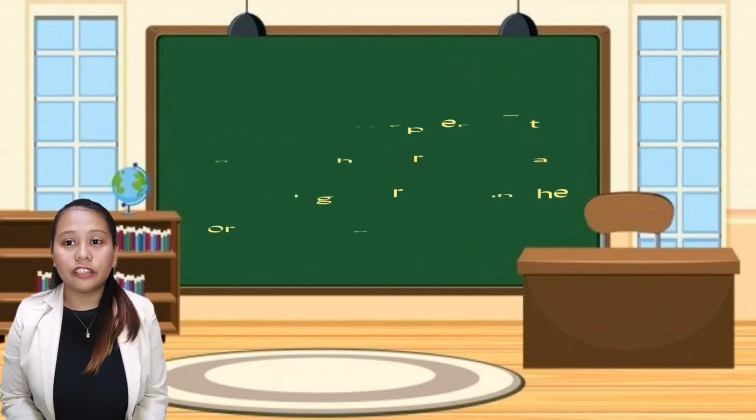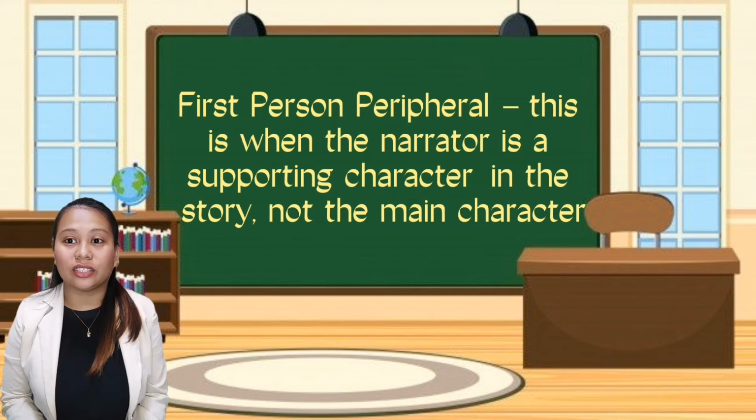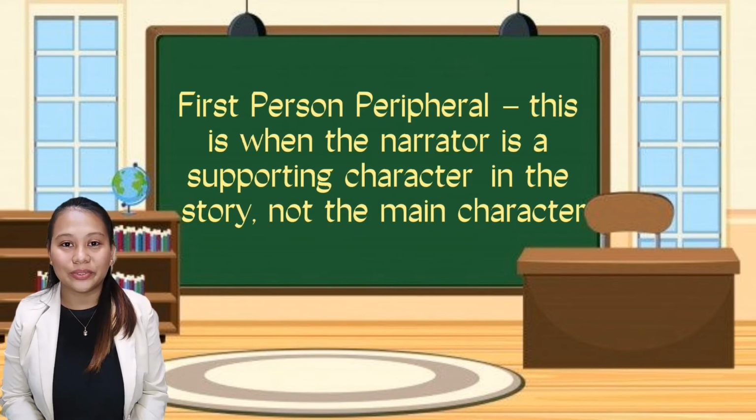We also have the first person peripheral. This is when the narrator is a supporting character in the story, not the main character. It still uses the I narration, but since the narrator is not the protagonist, there are events and scenes that will happen to the protagonist that the narrator will not have access to.